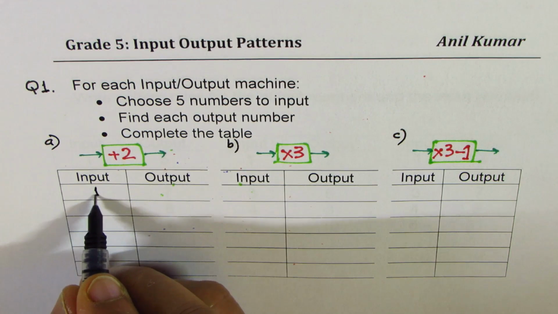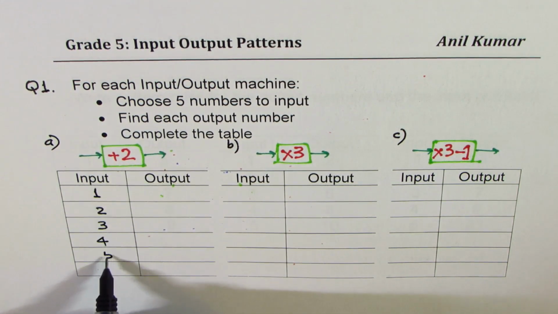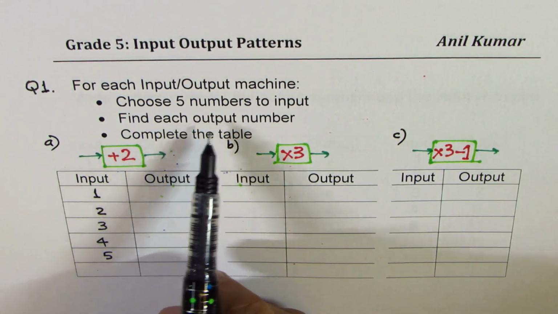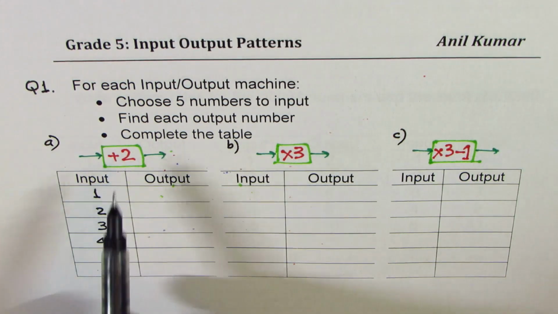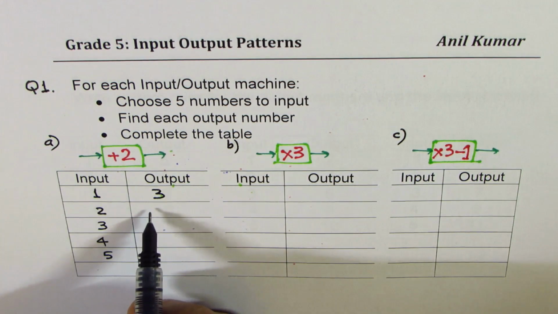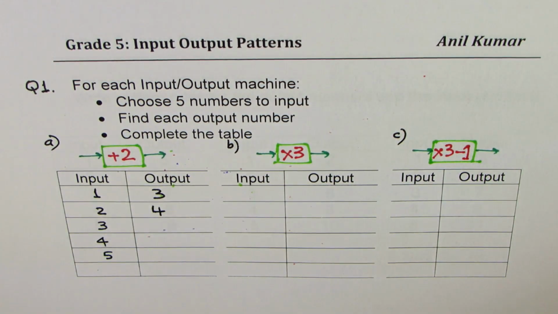So you may choose numbers like just 1, 2, 3, 4, 5. It's okay. Then find each output number. So in this case, 1 plus 2 is what? 3. So you get 3 here. 2 plus 2 is what? 4. Do you see that? Like this you have to work and complete this table. So you can complete it now, right?